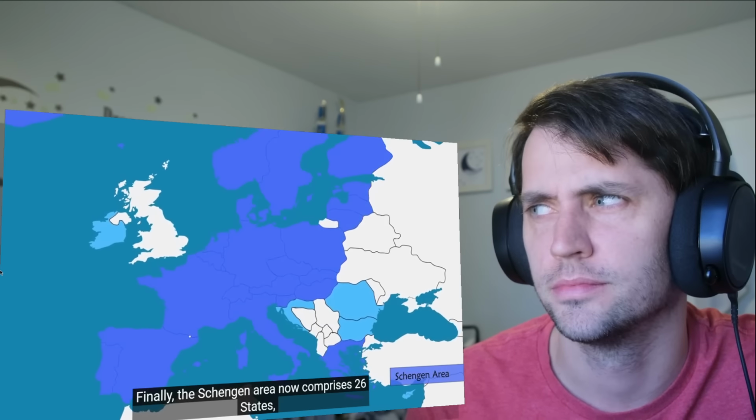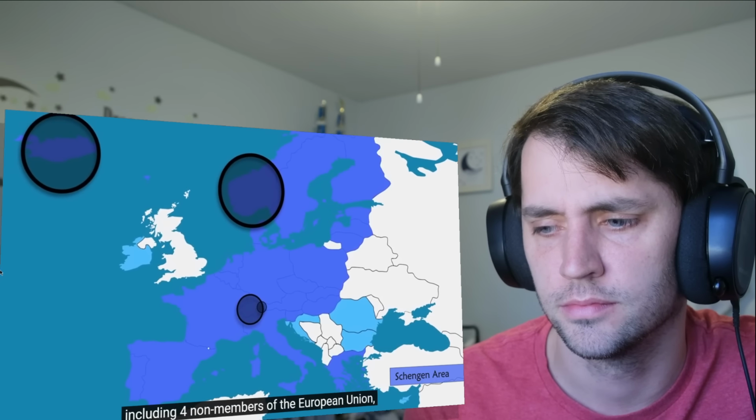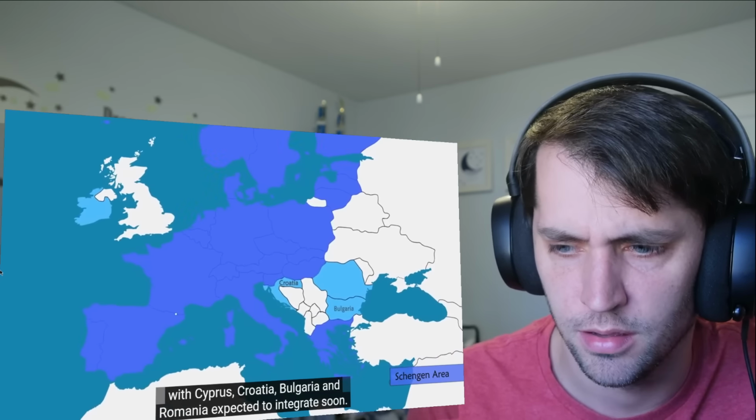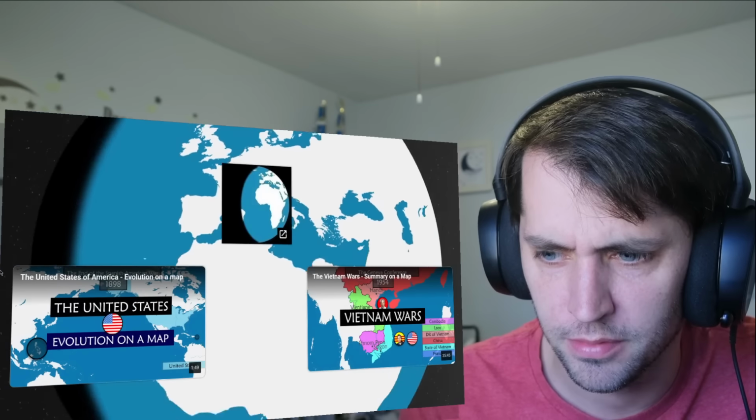Finally, the Schengen area now comprises 26 states, including 4 non-members of the European Union, with Cyprus, Croatia, Bulgaria and Romania expected to integrate soon.